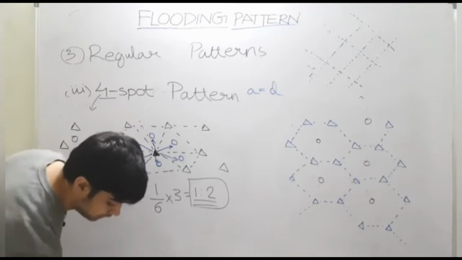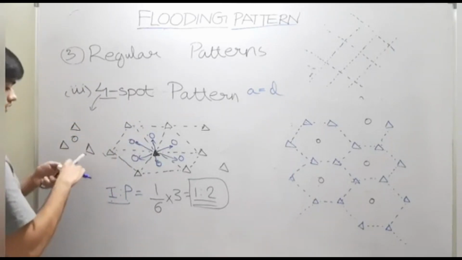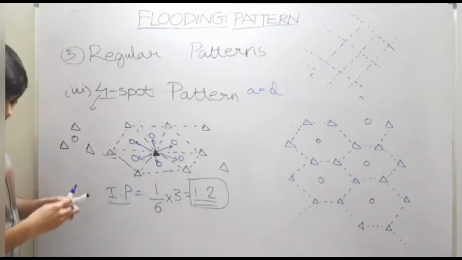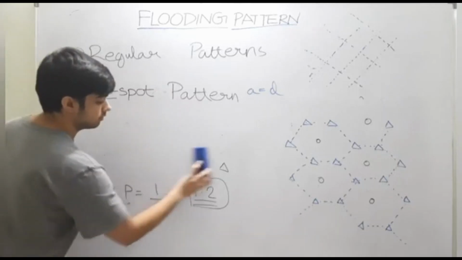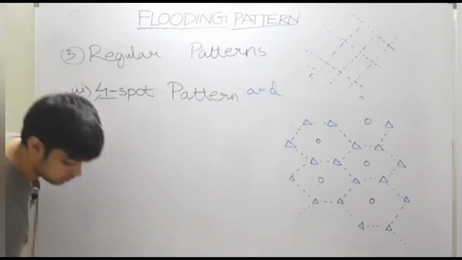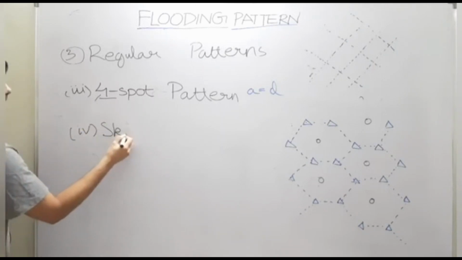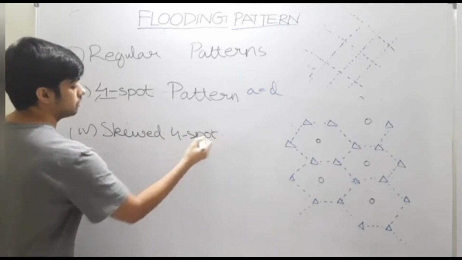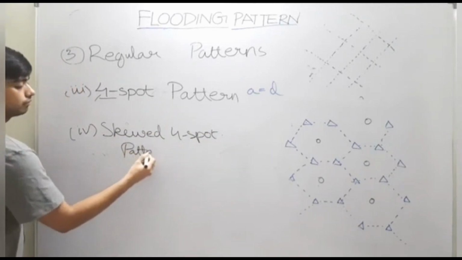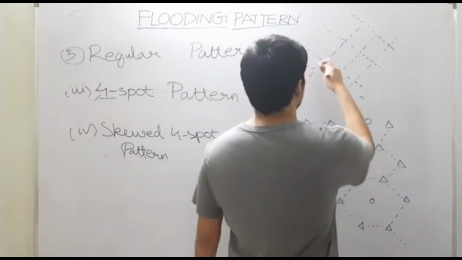Now there is a slight variation in the 4-spot pattern. And that pattern is specifically called skewed 4-spot pattern. This is the diagram which I have already drawn.